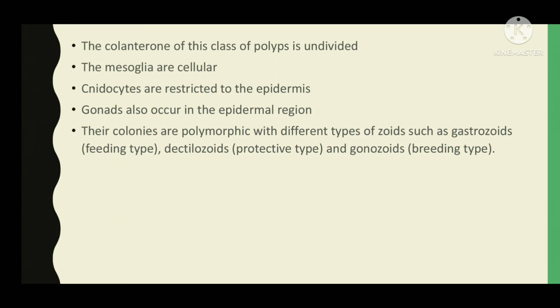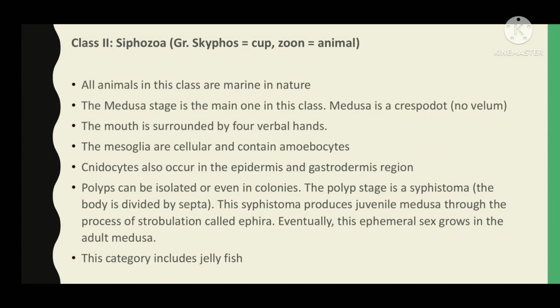Then class 2, Scyphozoa. Scyphos means cup and zoon means animal. All the animals belonging to this class are marine in nature. Medusa stage is predominant in this class. Medusa is acraspedote, no velum. Mouth is surrounded by 4 oral arms.